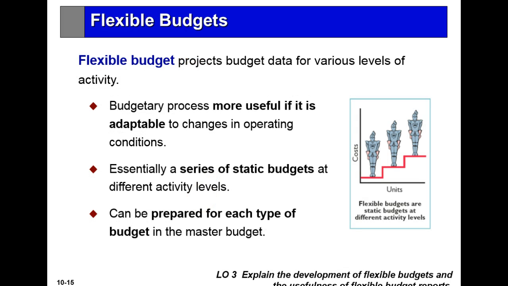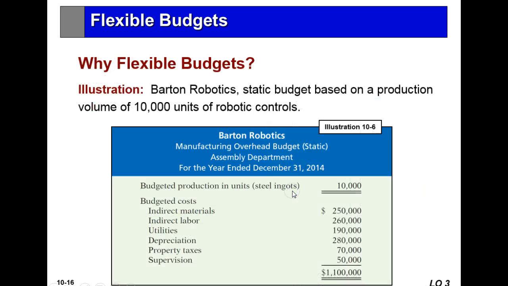Good. Now we're dealing with flexible budgeting. Flexible budgets project budget data over various types of levels of activity. Budgetary process is going to be more useful because it's going to be adaptable to changes in activity. It's a series of static budgets just based on different levels of activity within the organization. And it can be prepared for each type of budget within that master budget.